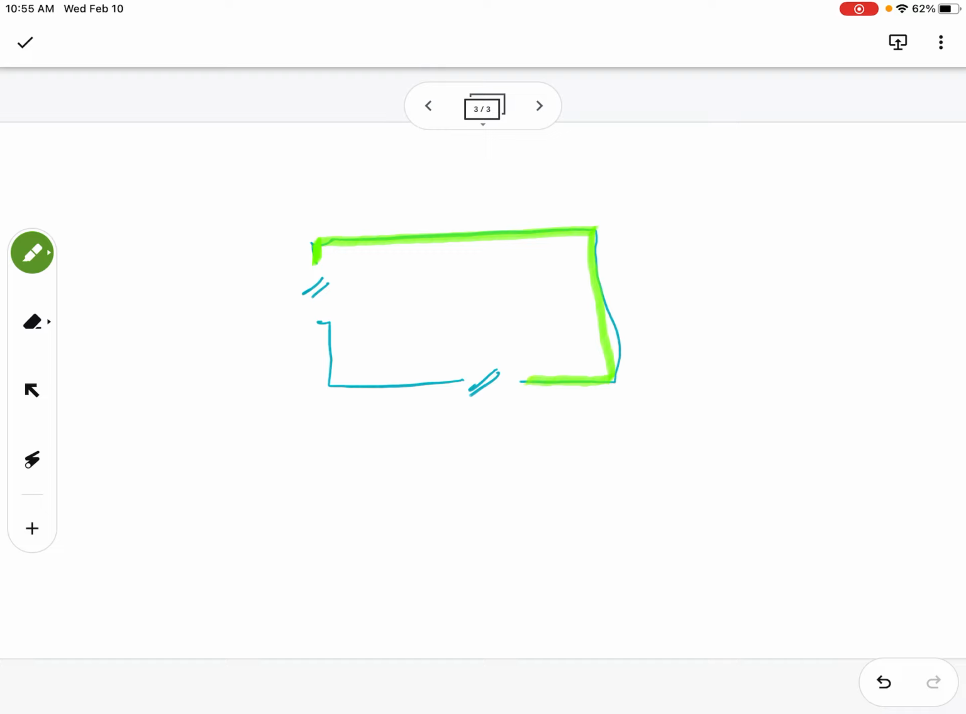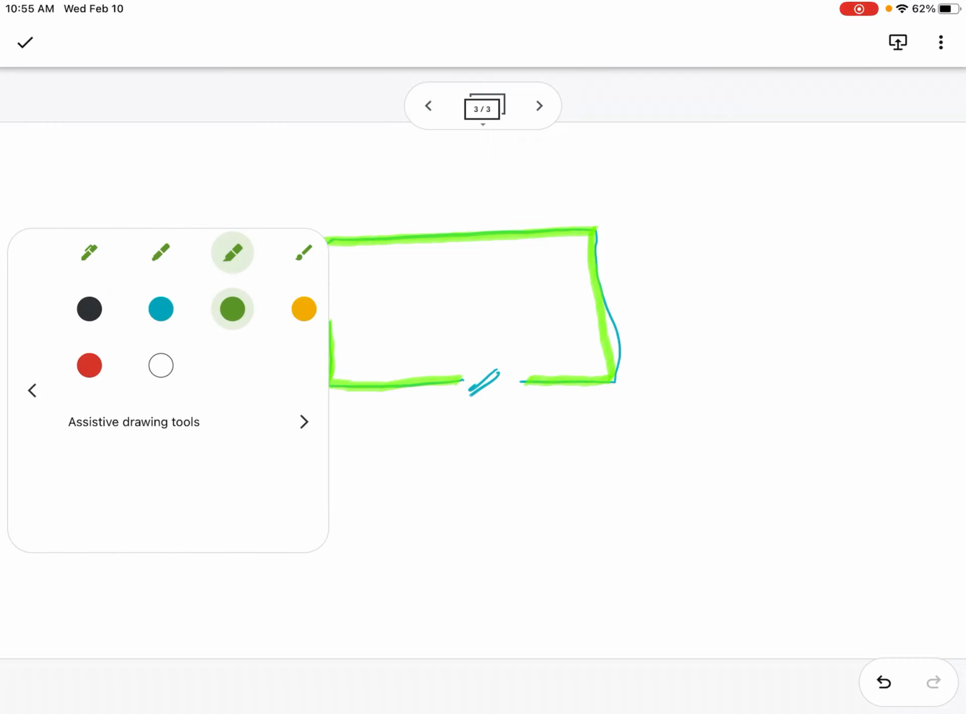Baseboard around the outside edge of the room. You can see that, with the exception of the doors, this is, again, just like finding perimeter, because how much baseboard do I need? Well, I need to add up the distance around the outside of this room.